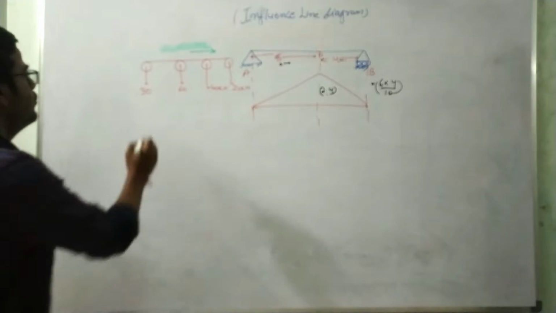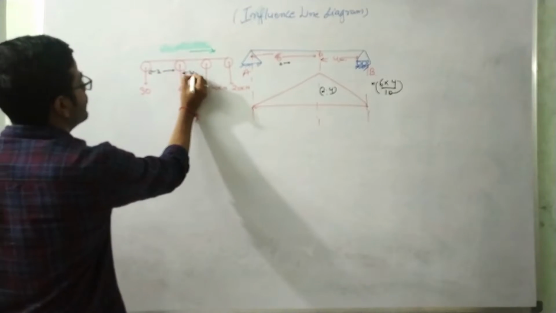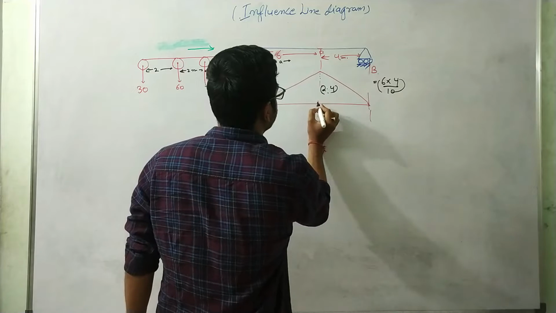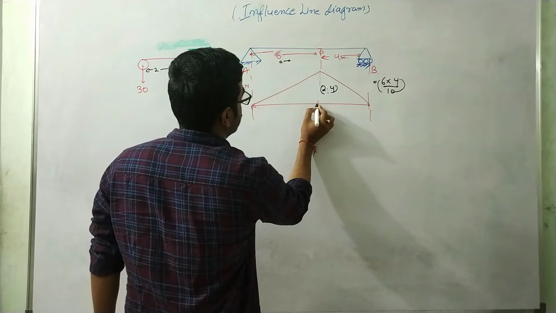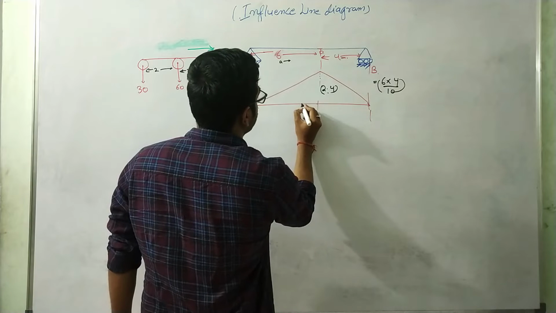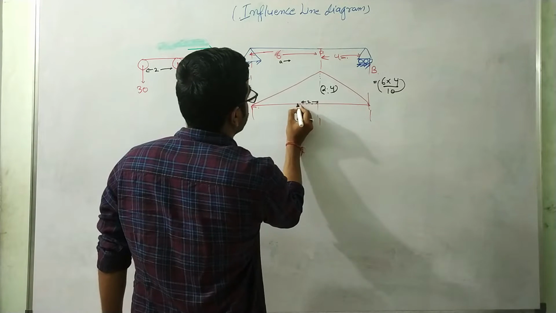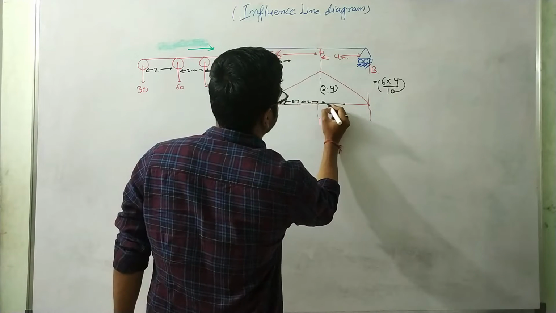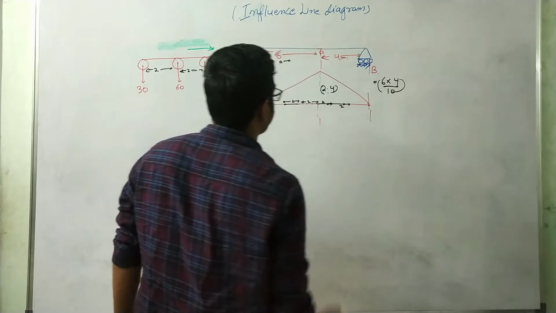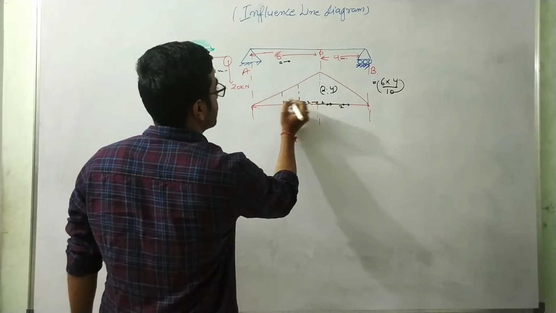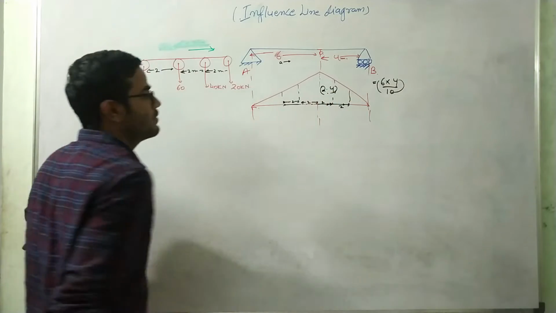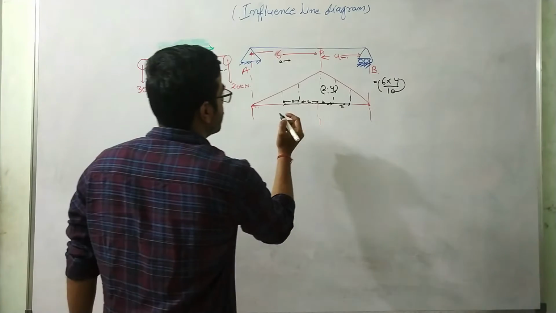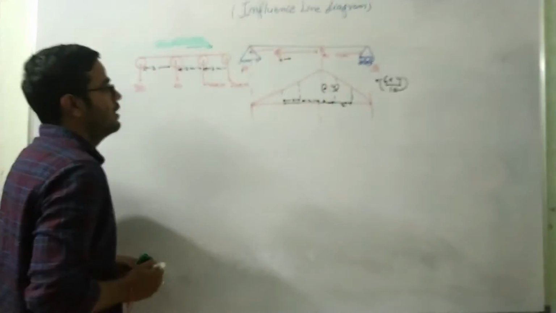Now you can see that the distance between our loads is 2 meter. So what I will do over here is find the coordinates at a distance of 2 meter from this point P, then again at a distance of 2 meter, again at 2 meter, and again at 2 meter. I need to find these ordinates because the spacing between the loads is 2 meter. That's why we are finding the ordinates at a spacing of 2 meters.